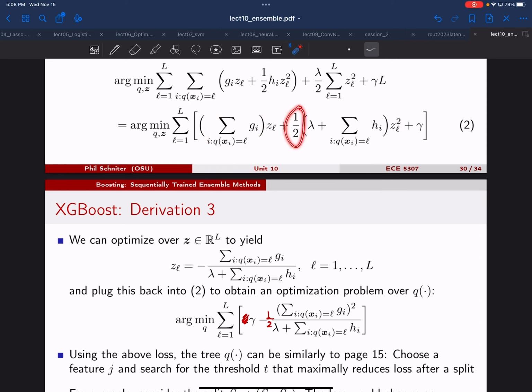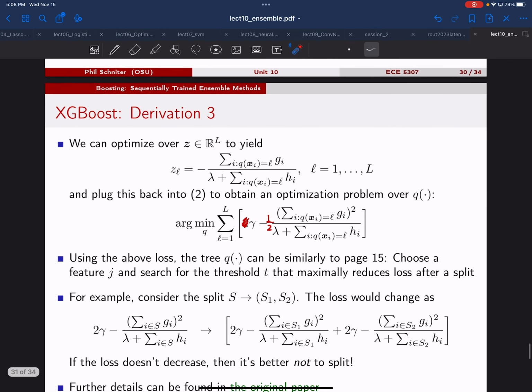The only difference is one of them has a multiplication by 1/2, and so as a result, this thing simplifies down to here. This is the problem we have to solve, minimizing over Q. And this is basically a tree design problem for this very particular loss function here. And we described how we can do that back on page 15, how we can design a tree for a generic loss. So you just plug in this loss, you design your tree, and essentially that's the procedure. Now, there is something interesting to note. Let me make this little correction. I'm going to get rid of the 2, put a 1/2 there.